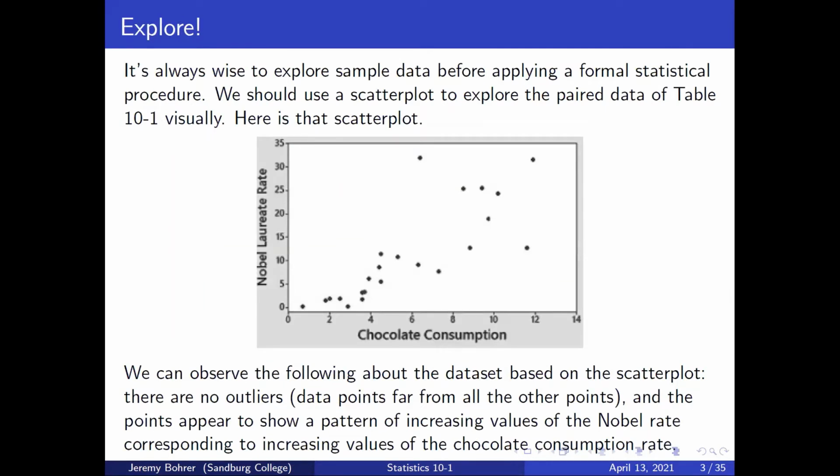It's always wise to explore sample data before applying a formal statistical procedure. We should use a scatter plot to explore the paired data of Table 10-1 visually. Here is that scatter plot. We can observe the following about the data set based on the scatter plot. There are no outliers, data points far from all the other points, and the points appear to show a pattern of increasing values of the Nobel rate corresponding to increasing values of the chocolate consumption rate.